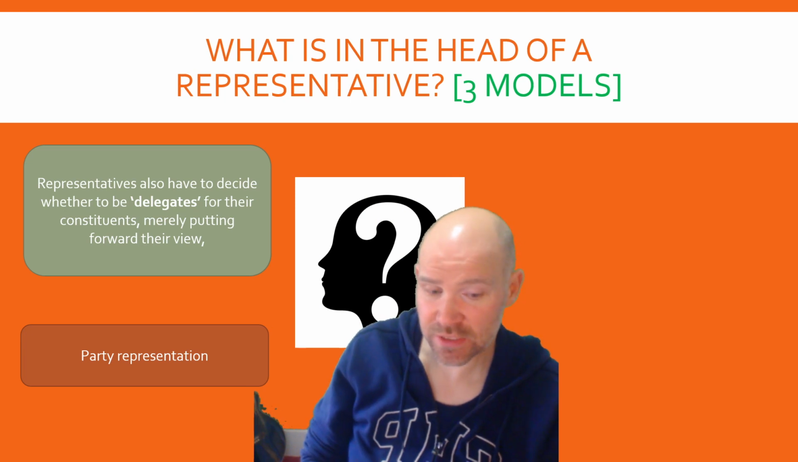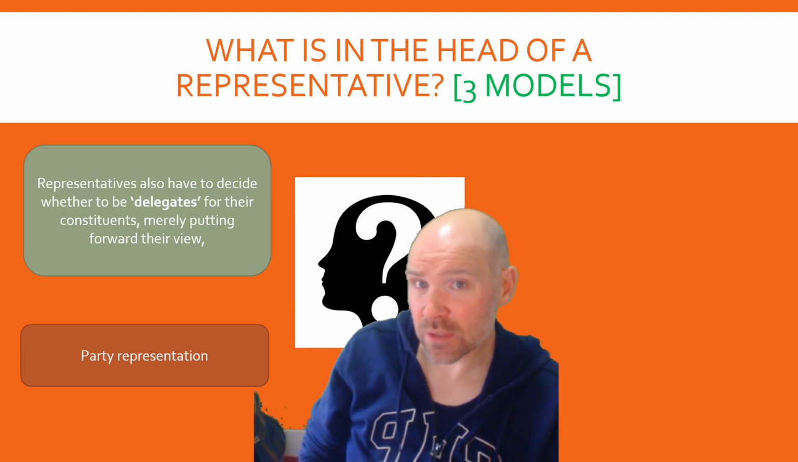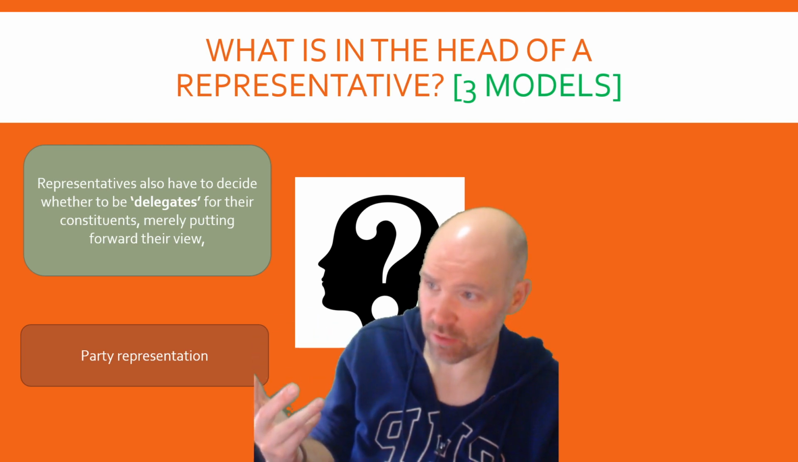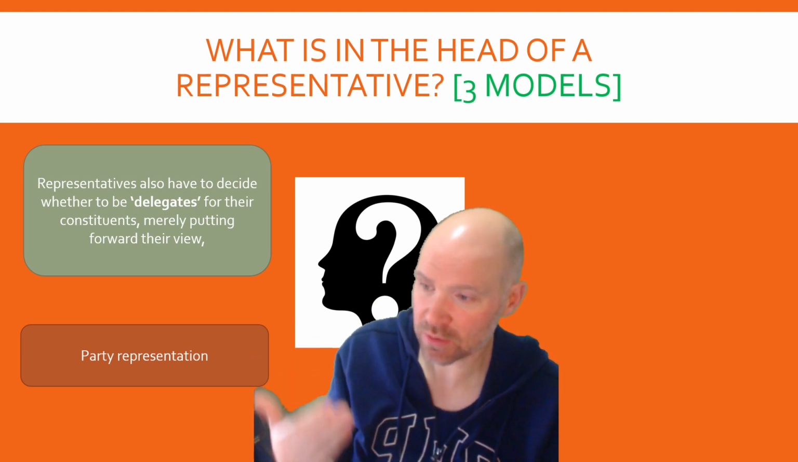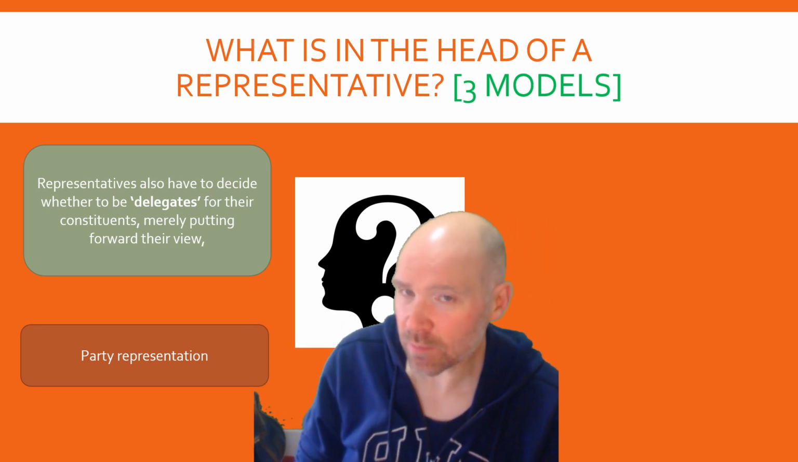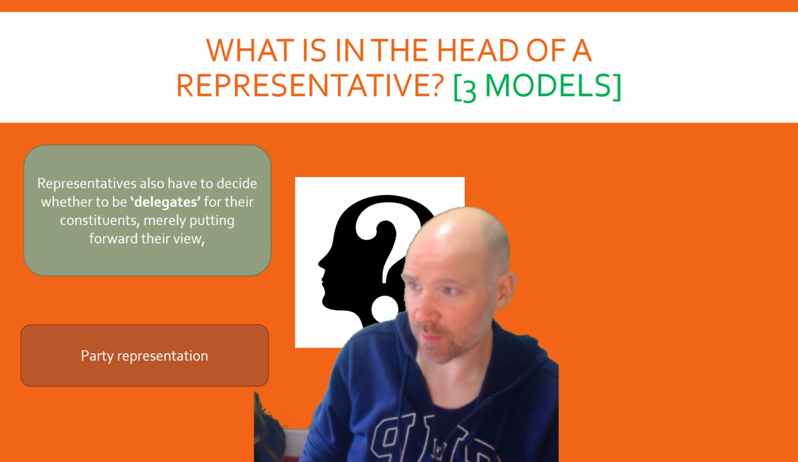What are the advantages and disadvantages of this? Well, our government only really functions if it has loyal MPs and a whipping system that works. If Boris Johnson, who's the current Prime Minister, was not able to command the obedience of his MPs most of the time on most issues, he wouldn't be able to have a functioning government. So party representation is important.